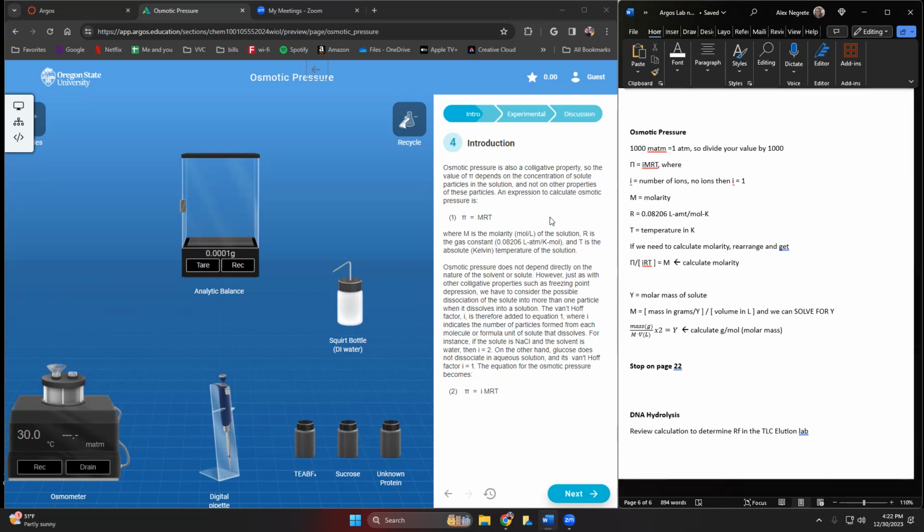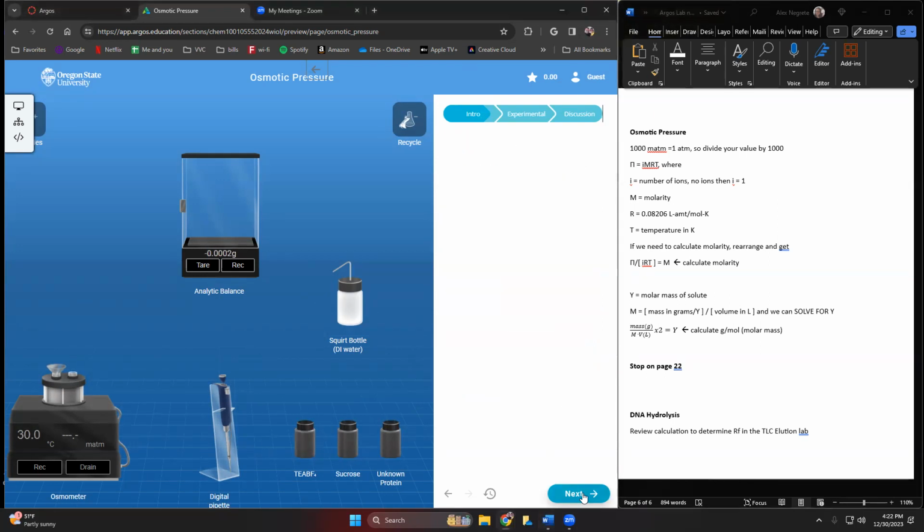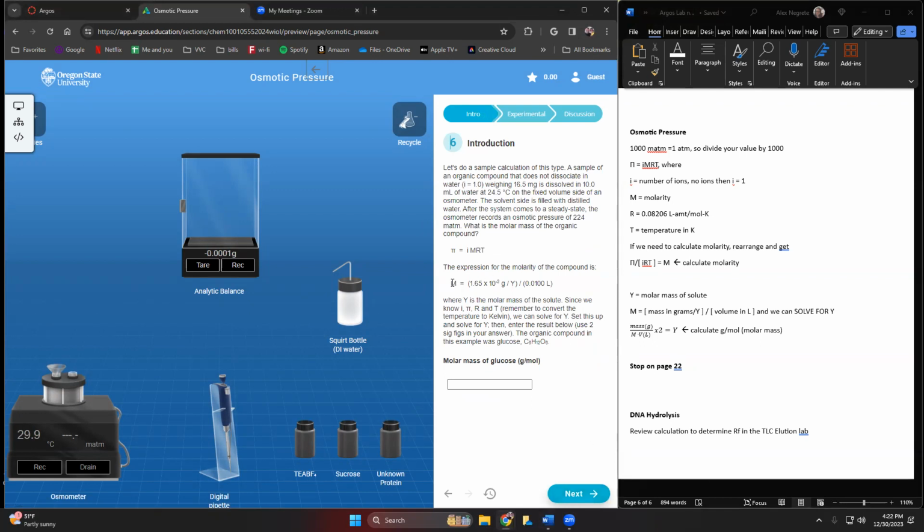So something like sucrose doesn't have any ions. But the other, this here, the TABF4, this does have two ions, and I'll show you that in just a second here. So we'll definitely need this formula here for osmotic pressure.